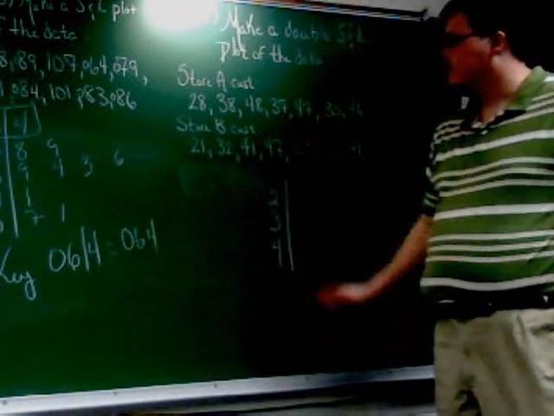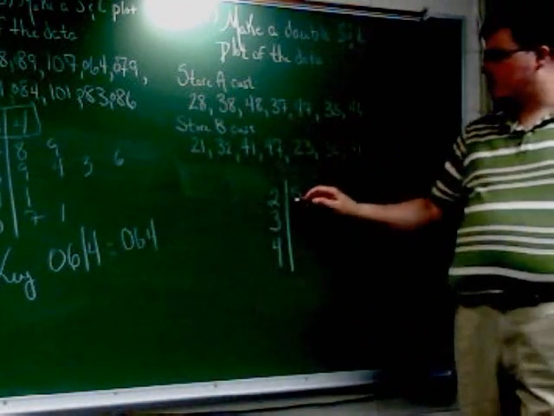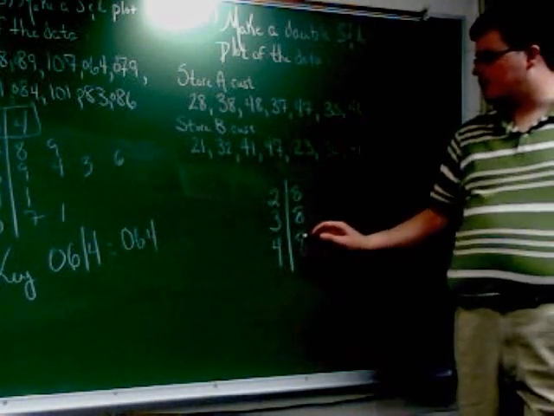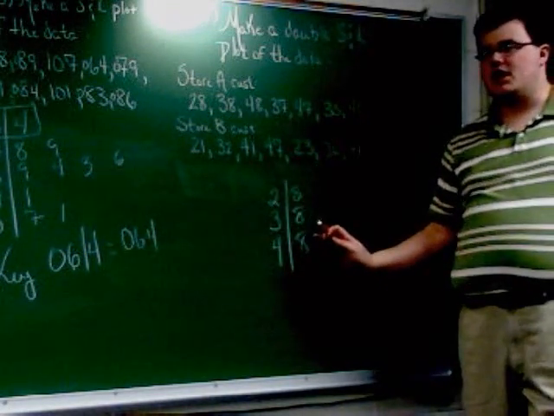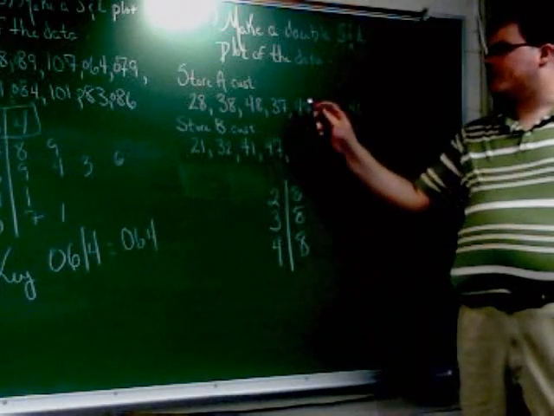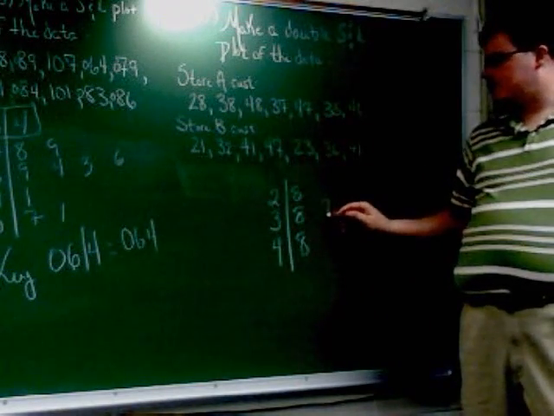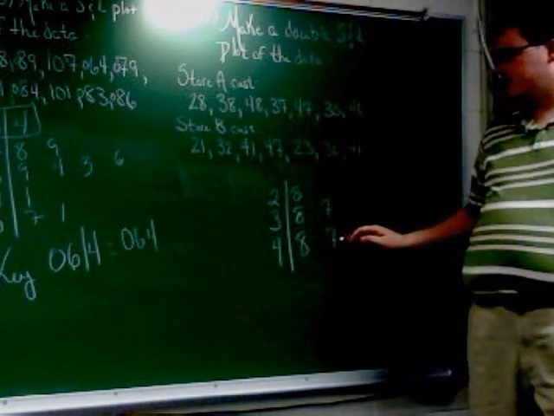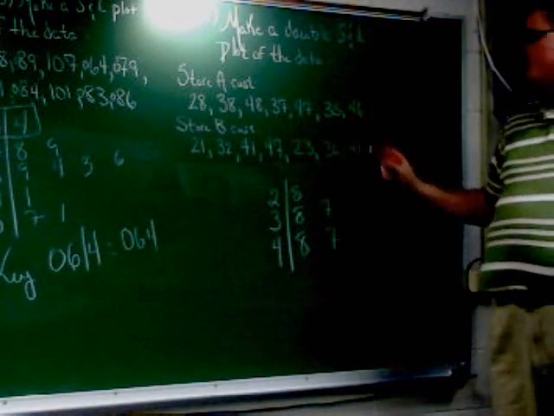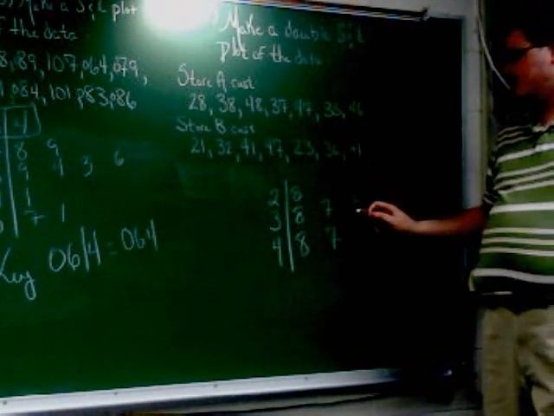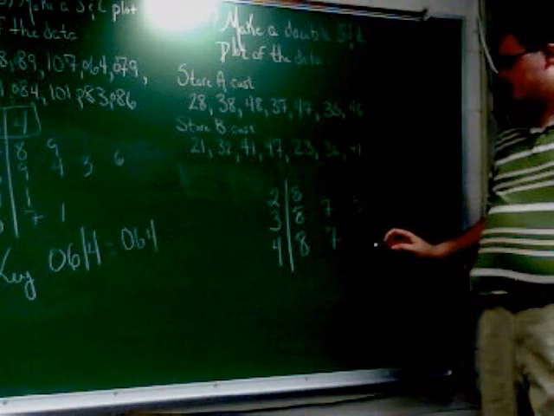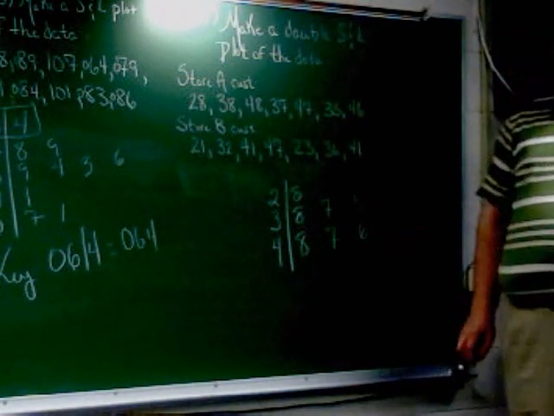All right. So I've got 28, then 38, then 48. So you can see I put an 8 next to each of the numbers. Then I've got 37 and 47, so a 7 next to each of those. 35, so a 5 next to the 3. And then 46, a 6 next to the 4.